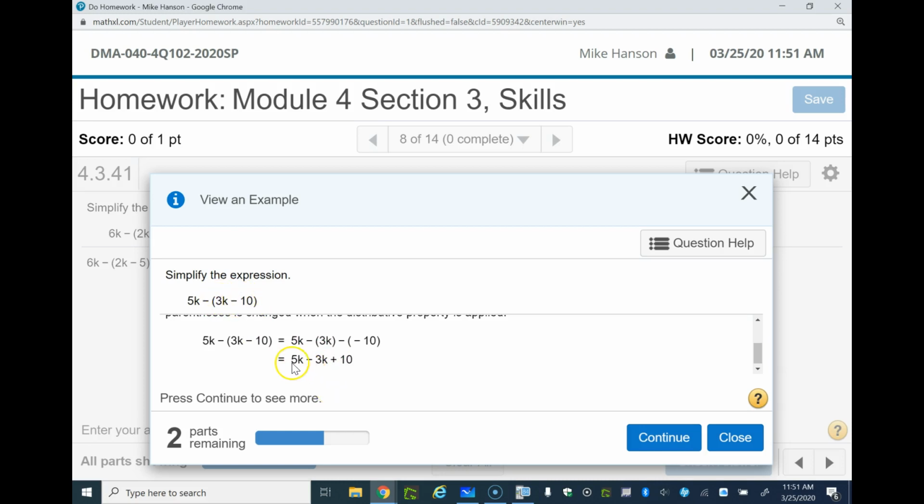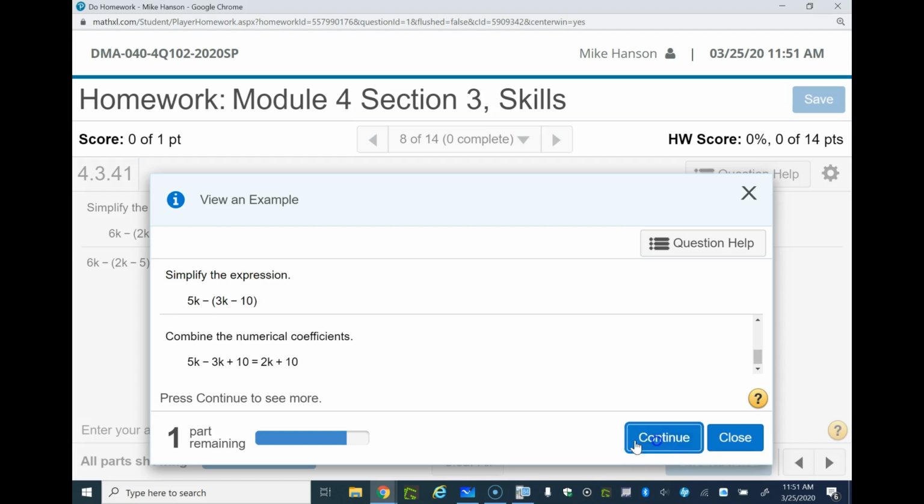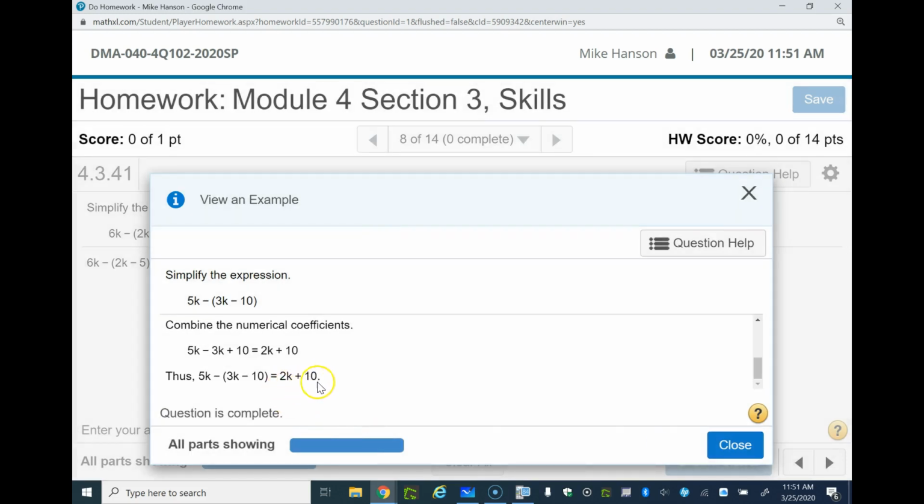Now looking at this problem here, we have 5k minus 3k, which are like terms. So you can put a triangle around it or a circle, whatever you want to do, because we have these two being alike. These can be combined, giving us 2k. And then the 10 gets tacked on because there's nothing alike with this 10. So our final answer here will be 2k plus 10.